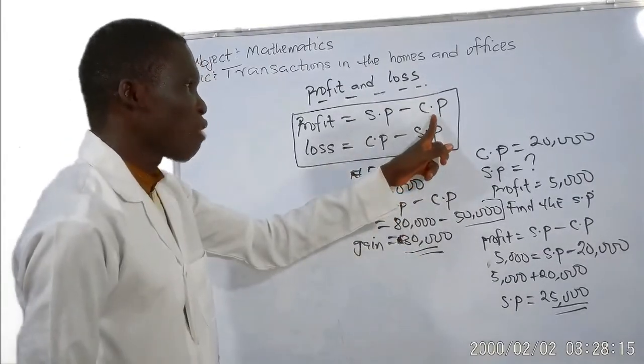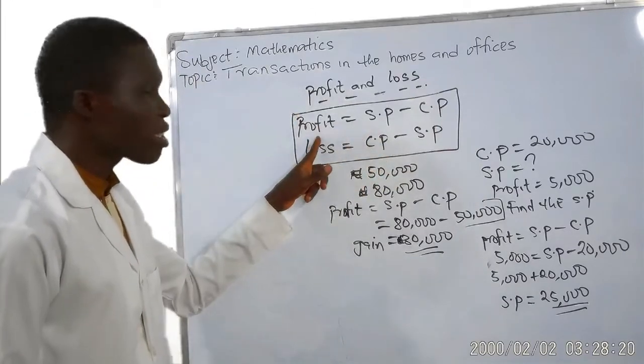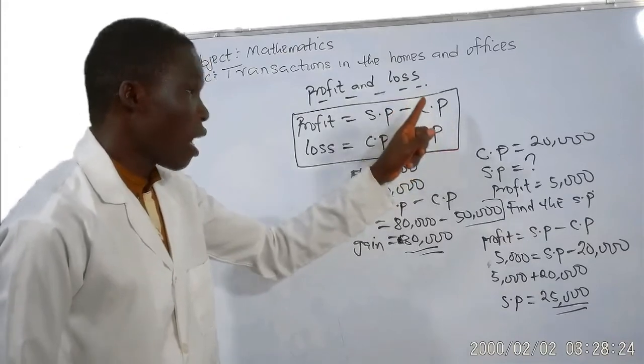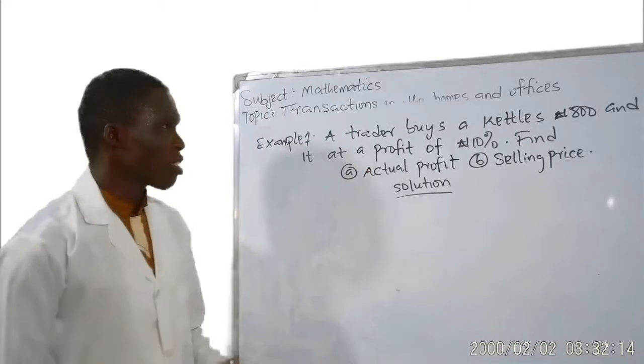So you can always work around this, and you can always interchange. You can find the cost price when selling price is given to you, and profit is given to you, you can always also find. Okay, let's take a look at this question. You can see the question on the board.